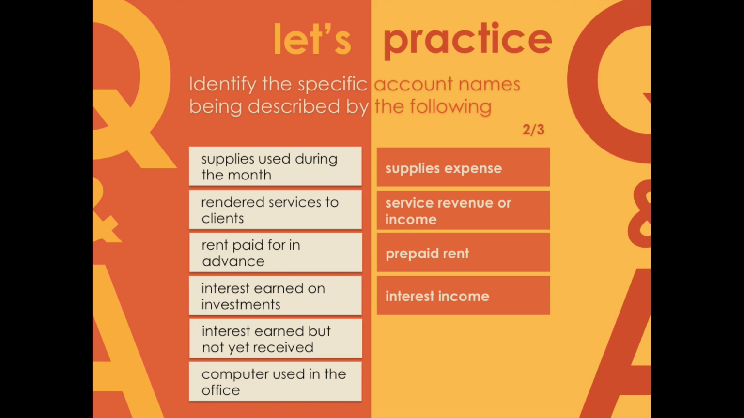Next, we have interest earned but not yet received. So in this case, you already have the right to the interest since you've already earned it, but you have not yet collected the payment. So this must be a right to collect interest in the future. And that definition tells us that this account is a receivable. This is also the definition of an accrued income. So the answer here is interest receivable or accrued interest income.